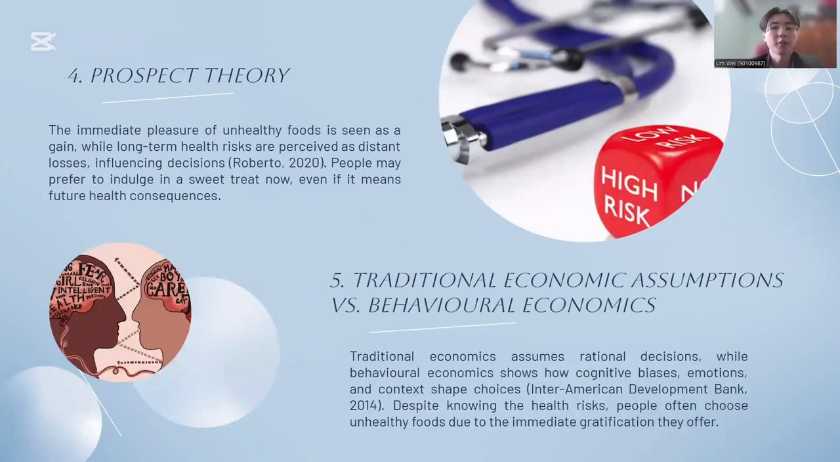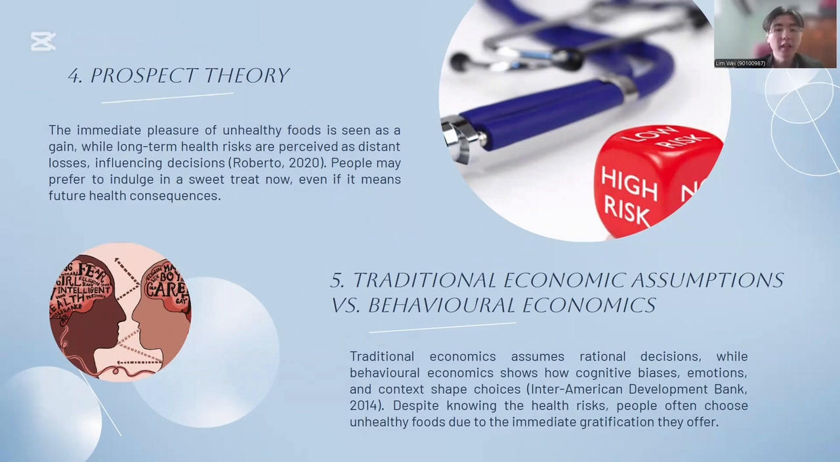As for prospect theory, the pleasure of immediate gratification feels like a gain, while long-term health consequences seem distant and less urgent. This pattern shows that emotions and cognitive biases often overpower rational thinking when it comes to food decisions. Traditional economic theory assumes that consumers are rational and make informed choices, but behavioral economics recognizes the real drivers. Cognitive shortcuts, emotional influences, and contextual framing all play major roles.